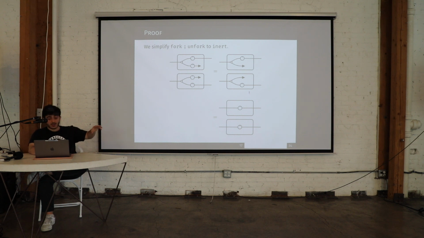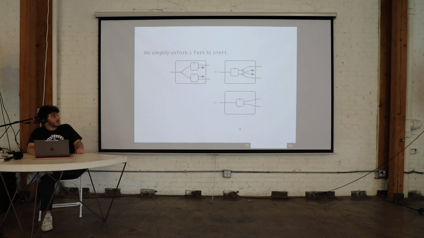You plug in a box here, plug in a box here, and you erase the intermediate box. You just get the original boxes back. And a similar argument holds for the other way around.